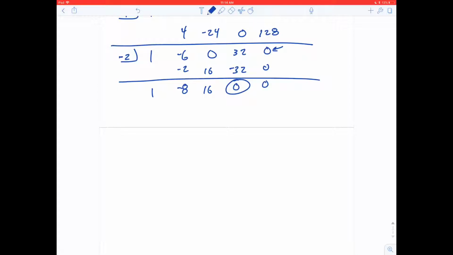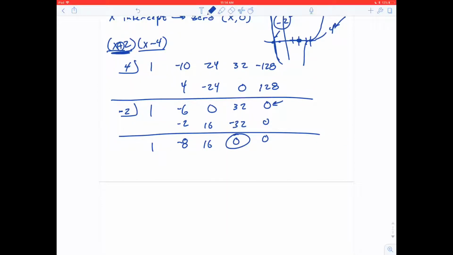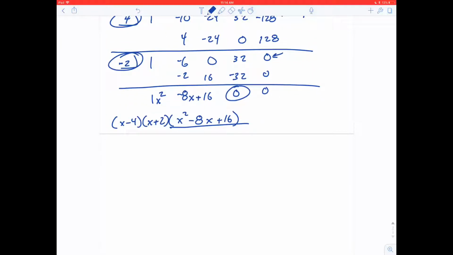All right. Now what's left? Well, if I've done my division twice, then that leaves this one down here as an x squared minus 8x plus 16. So I've factored this down to x minus 4 times x plus 2 times x squared minus 8x plus 16. So this is how I factored it so far. Now, this is a quadratic, and we can factor that fairly easily.